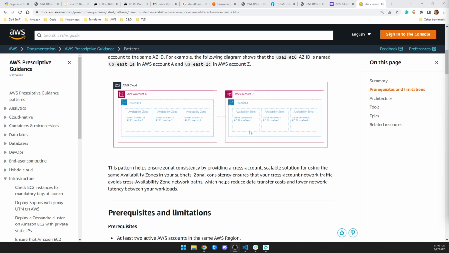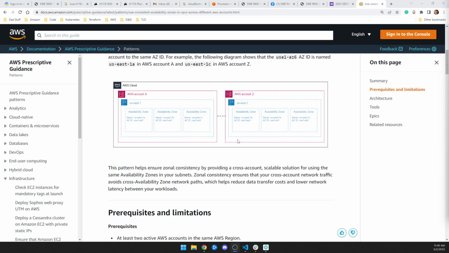So if you have two accounts and they're both in availability zone A, but they're in different AZIDs, then what you're going to end up with is that's actually cross availability zone network traffic, and you're going to be charged for egress traffic. Whereas if you were using the same AZID, it would be within the same availability zone and you would not be billed for that egress traffic.